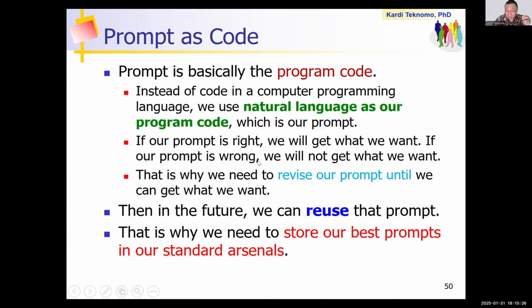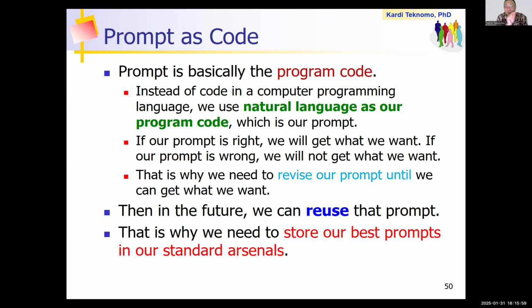So that means if our prompt is right, we will get what we want. If our prompt is wrong, we will not get what we want. Then we need to revise our prompt until we get what we want. So this is a feedback loop system. Then what I suggest to you is whenever you prompt, you also ask what is the best prompt.